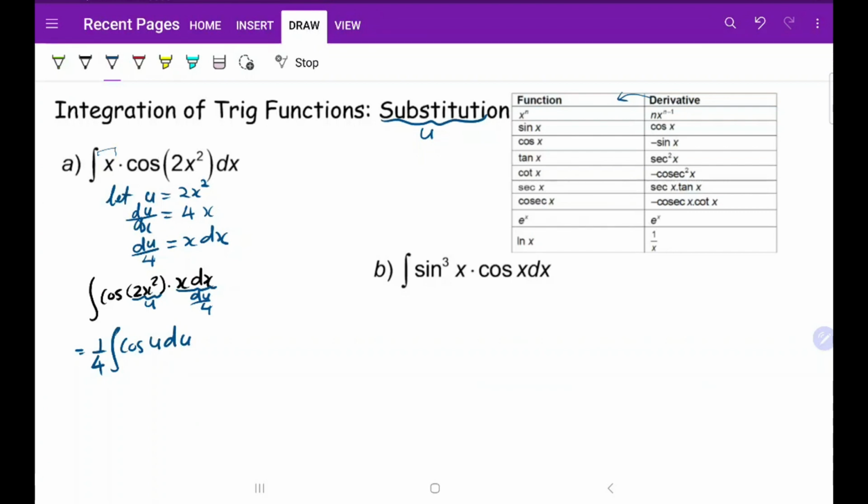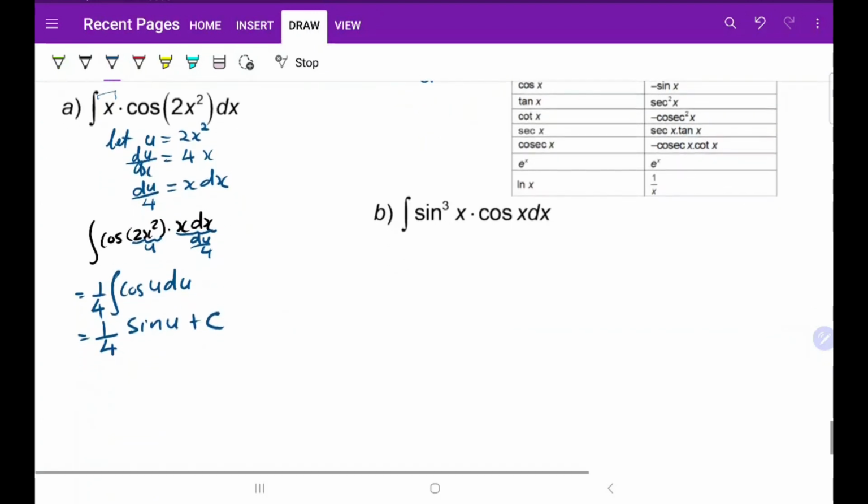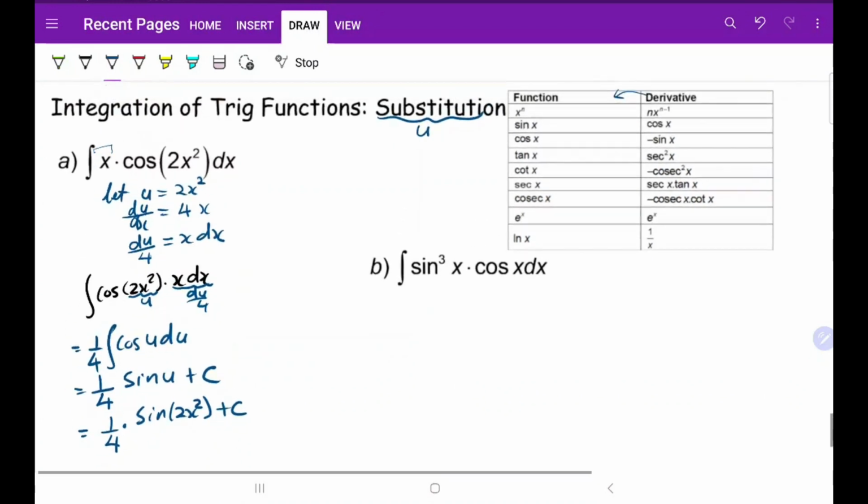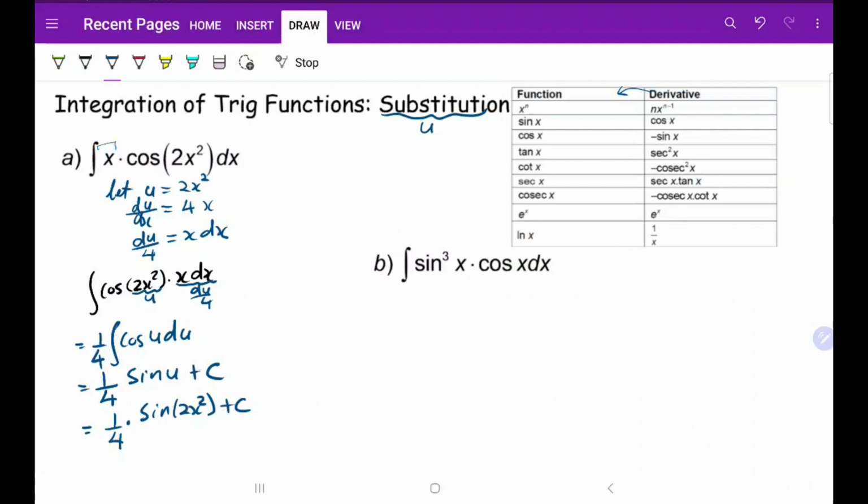Once we've done this, the substitution has completely simplified the integral for us, and therefore we can write our final solution. What is the integral of cos? Well, of course, the integral of cos is just sine, so this becomes sine u plus c. But what you then need to remember for your final step is to substitute back what u was. So our final solution can be written as 1 over 4 times the sine of 2x squared plus c. So that is how we use substitution to do slightly more complex integrals.